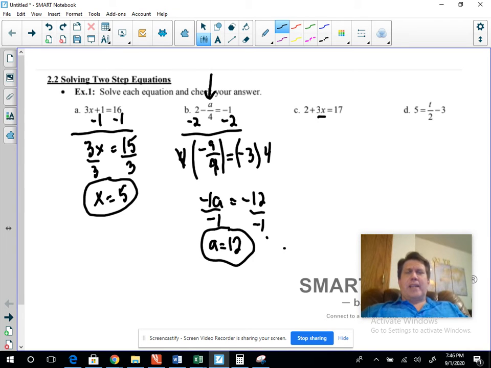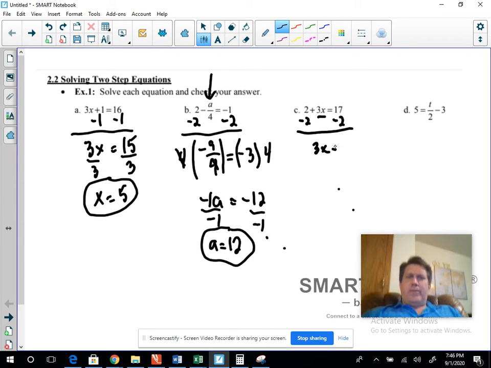Okay, this one, the 3x needs to get isolated first, so we're going to subtract the 2, and we get 3x equals 15, kind of like that first problem. We'll divide by 3 to get rid of that 3 multiplied by the x, and we get x equals 5.